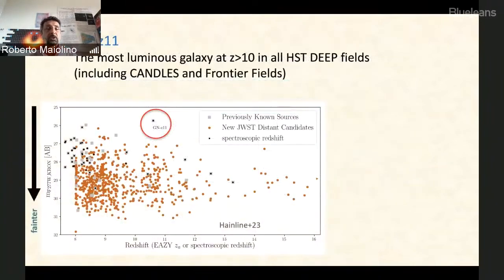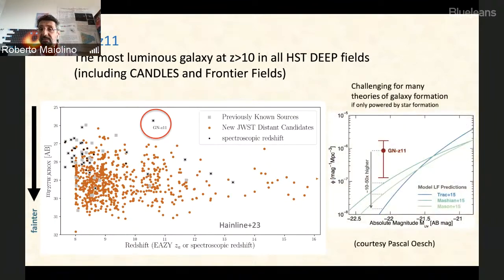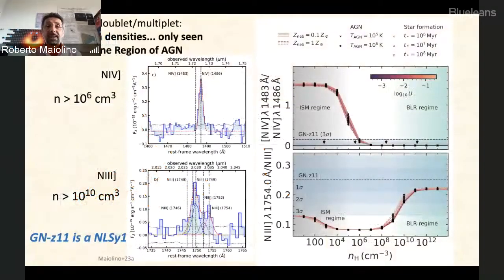Just a little bit of background on GN-z11. This is the most luminous galaxy at redshift higher than 10 in all HST deep fields, including CANDELS and Frontier Fields. Its luminosity has been challenging to explain by various models if powered only by star formation. And the explanation is that it's not only powered by star formation, but also contains a relatively luminous AGN.